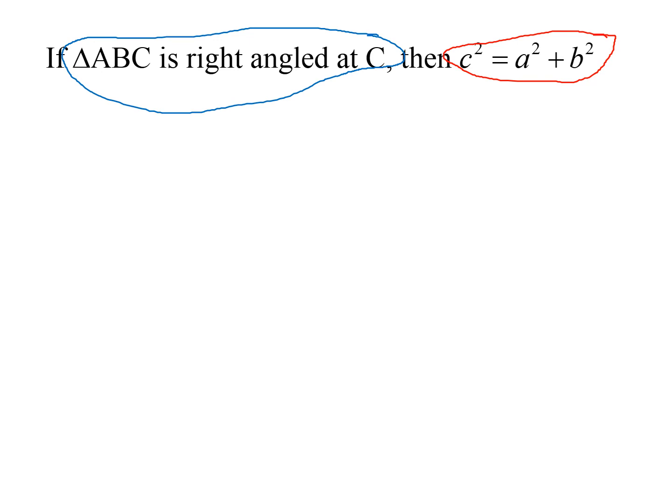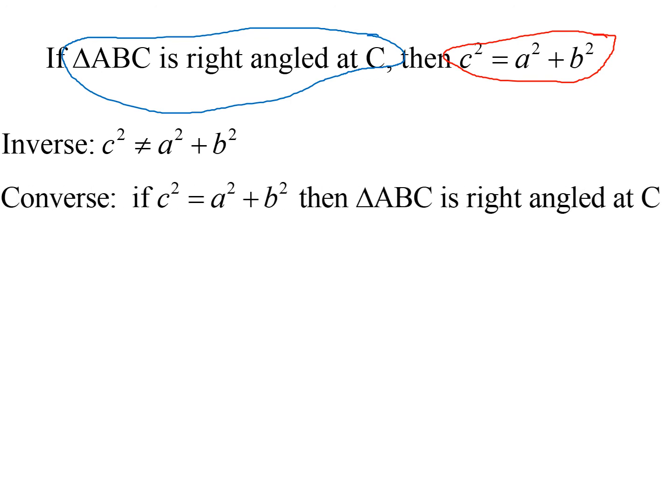Now we're going to write the inverse of this statement. Because it's an inverse, C squared does not equal A squared plus B squared. So this is the inverse of this statement. The converse is simply: if C squared equals A squared plus B squared, then triangle ABC is right angled at C. What we did, similar to the previous slide, is swap the two statements around in order to create the converse, using of course the words if and then. Pay attention to the words if and then. That's how you write a converse.